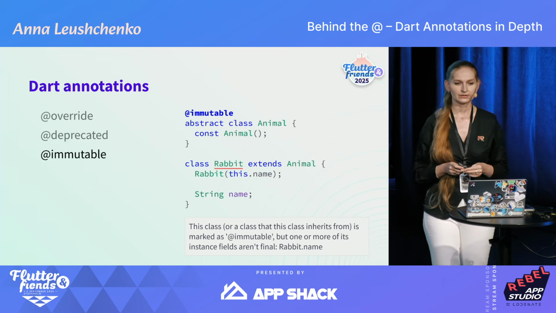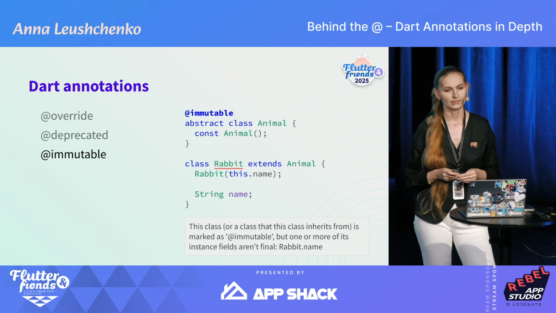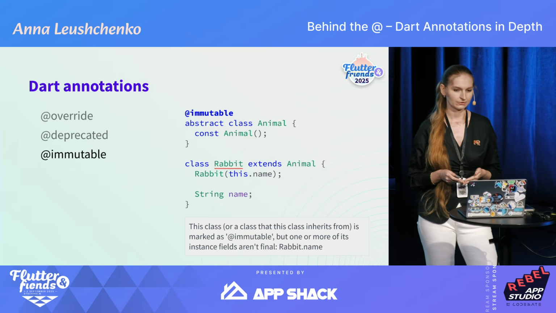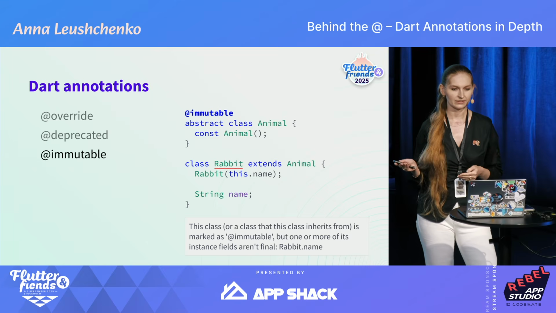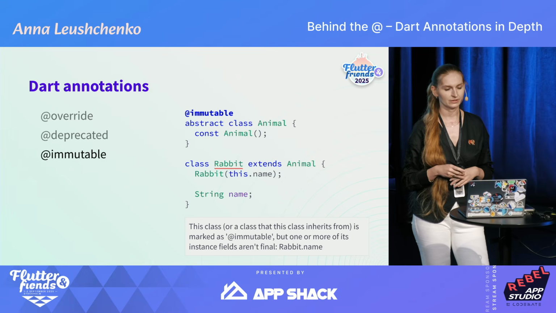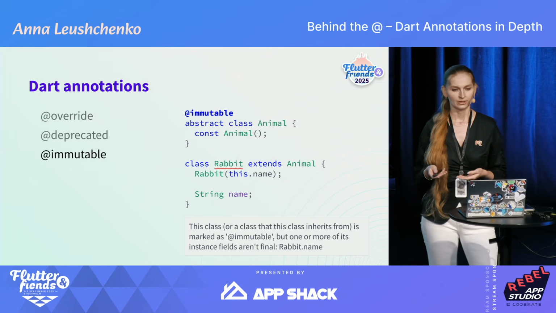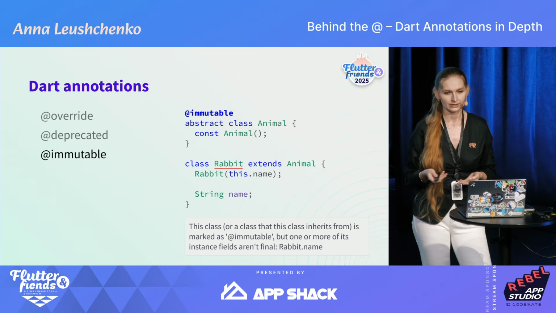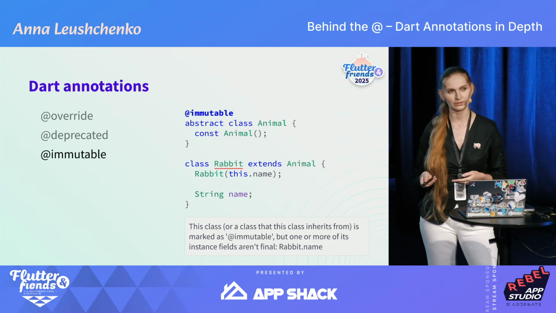Next, here we have a base class animal marked with immutable annotation. That means that every subclass of animal must have only final fields. But in our case, class rabbit has a mutable field name, and thus we get this warning. It is another nice way for library authors or ourselves really to enforce the intended usage of the class and prevent mutability bugs.